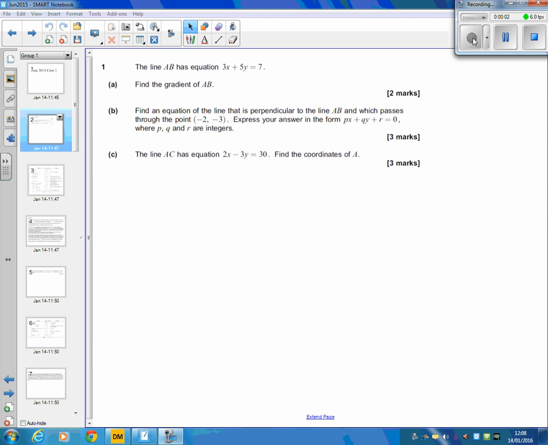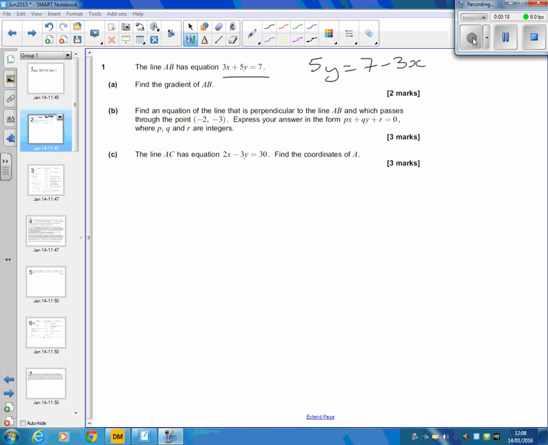This is the June 2015 Core 1 paper. The first question, standard coordinate geometry stuff. First thing we've got to do is rearrange this thing to get y all on its own. Do take your time on this because the whole of the rest of the question depends on it.